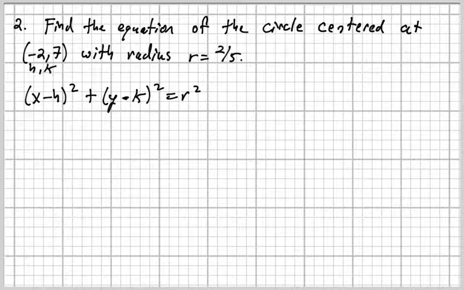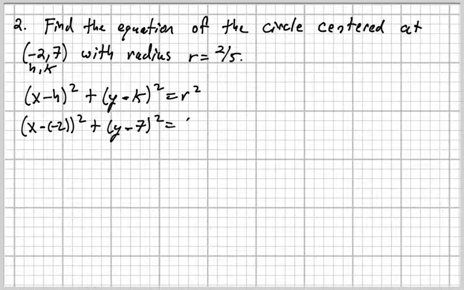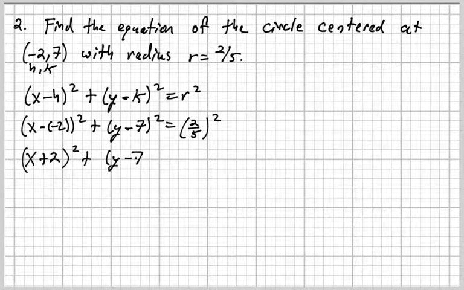Okay, so our h, k is negative 2 and 7, so x minus negative 2 squared plus y minus 7 squared is equal to 2/5 squared. Go ahead and simplify that, so that's x plus 2 quantity squared plus y minus 7 quantity squared. That's going to be equal to 4 over 25.